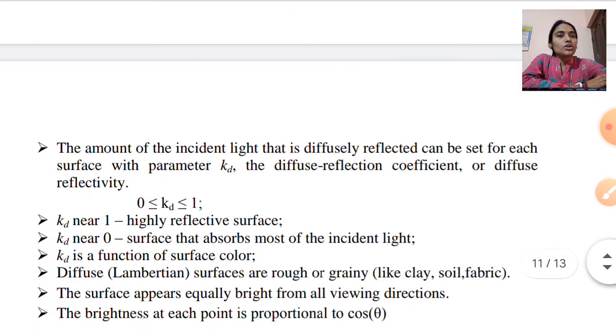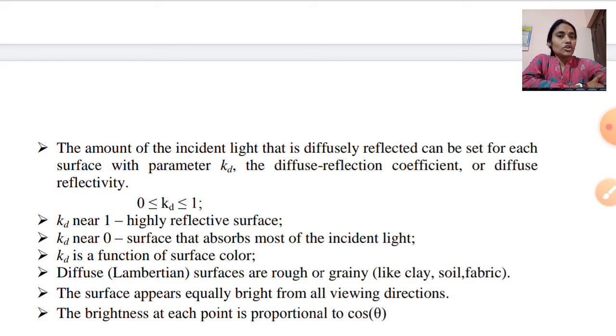The amount of the incident light that is diffusely reflected can be set for each surface with the parameter kd, the diffuse reflection coefficient or diffuse reflectivity. Here kd is the parameter for the amount of incident light that is diffusely reflected. Kd is between 0 and 1.